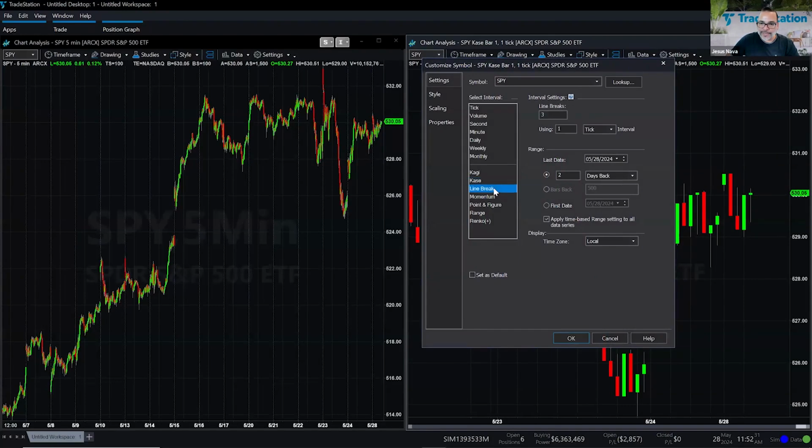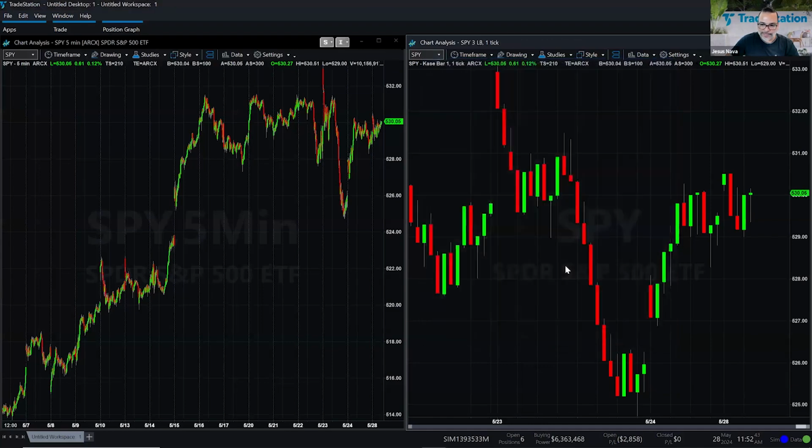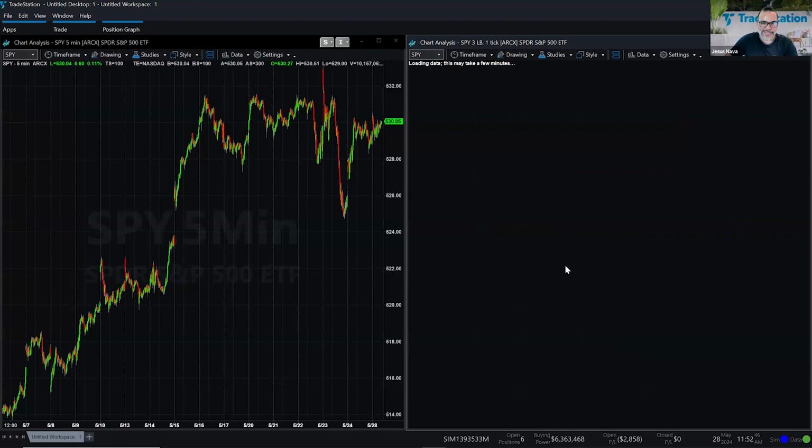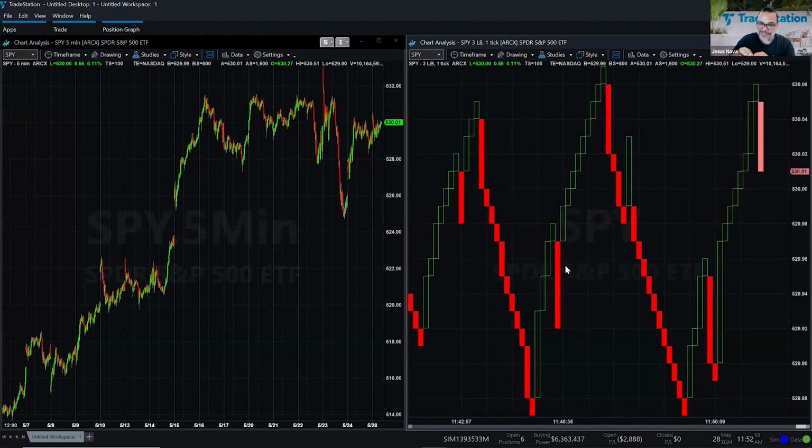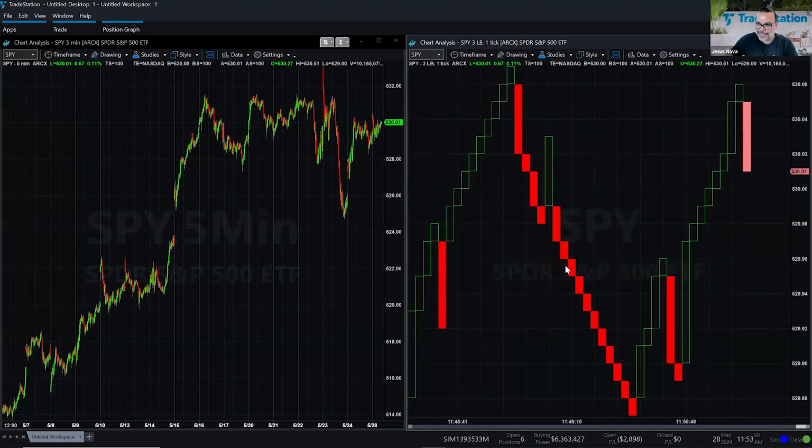We call that a line break. You can specify how many lines it needs to break in order to switch. I'm going to leave it at 3, which is the default, and I'm just going to load more historical data. So this is an interesting way of looking at a chart because it creates similar lines, like the Kagi line, very similar. But in this case, these are blocks that extend up or down.